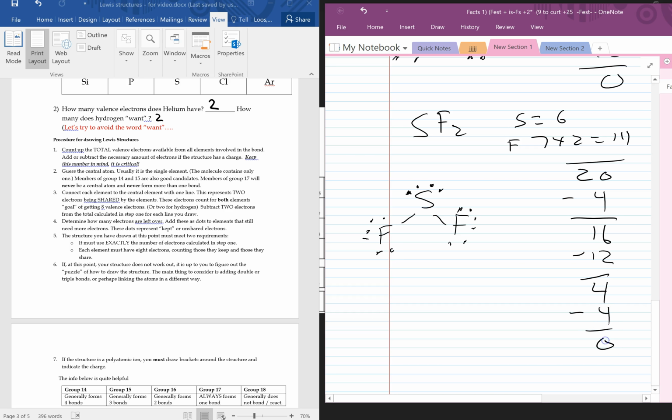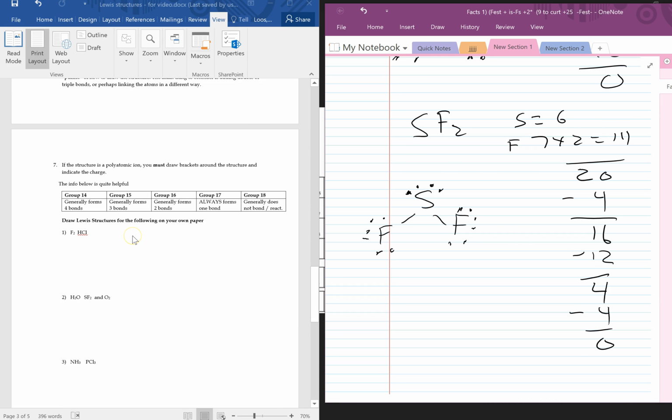And so now we examine my Lewis structure, and it does meet both of these points. It shows exactly the correct number of electrons. We kept very careful track of that here. But also, everything has 8 electrons around it. 1, 2, 3, 4, 5, 6. Keeping 6, sharing 2, that's 8. Same thing with this fluorine. Sulfur is keeping 4, sharing 4, so it has 8. So that's my Lewis structure for SF2.